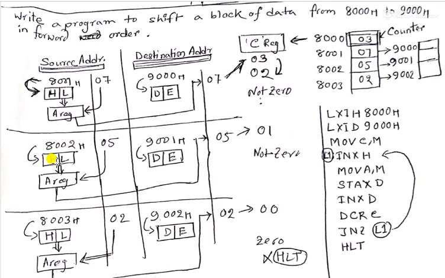The content of the HL pair is the address location of some data, that is 8002, and the data is 05, and 05 data has to be moved to accumulator. So right now in accumulator the 05 is present, and we have to move this 05 to 9001 which is stored at DE register pair. Okay, so in DE register pair we move 05, and after that we decrement the C register content.